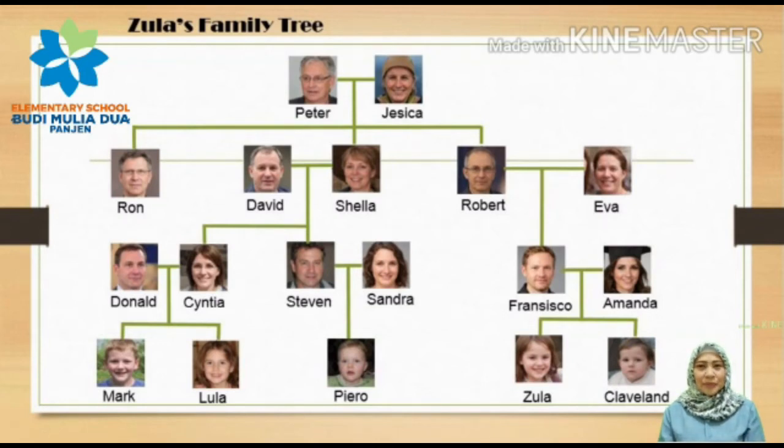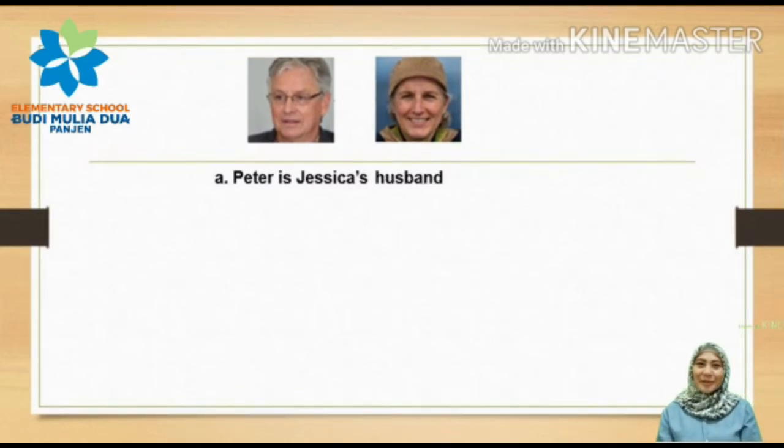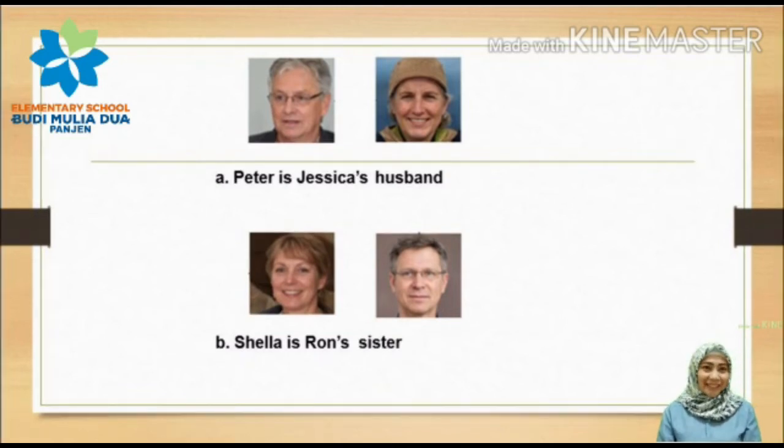Okay, now let's see the picture. He is Peter and she is Jessica. So I can say Peter is Jessica's... Yes, that's correct. Peter is Jessica's husband. Let's see the next picture. Sheila and Ron. I can say that Sheila is Ron's, yes, sister. Good. Next.